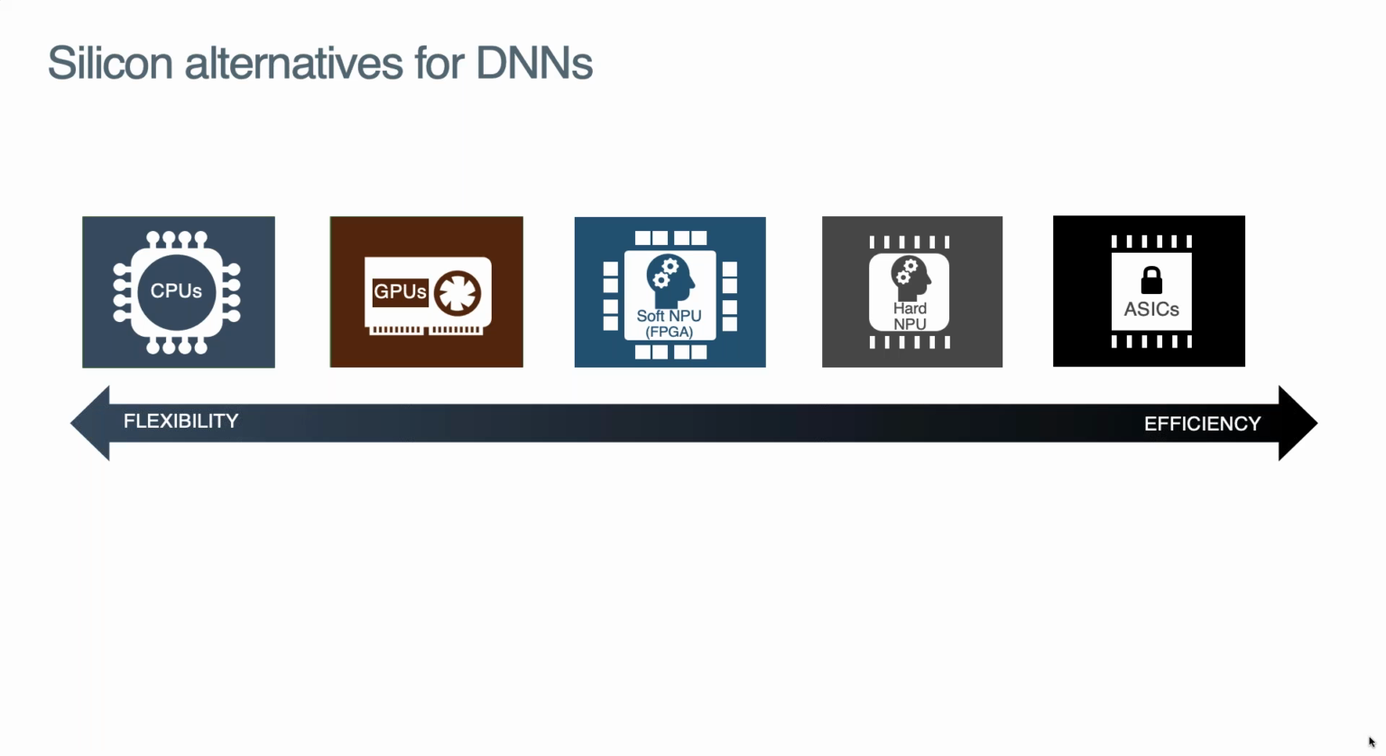So this is where we start looking at what are some silicon alternatives for running these AI models, for running these deep neural networks. On the flexibility and efficiency scale you see here on the left are CPUs. CPUs are amazingly flexible. They can pretty much run anything, except they're sequential, and they don't run these AI models as quickly as other types of hardware.